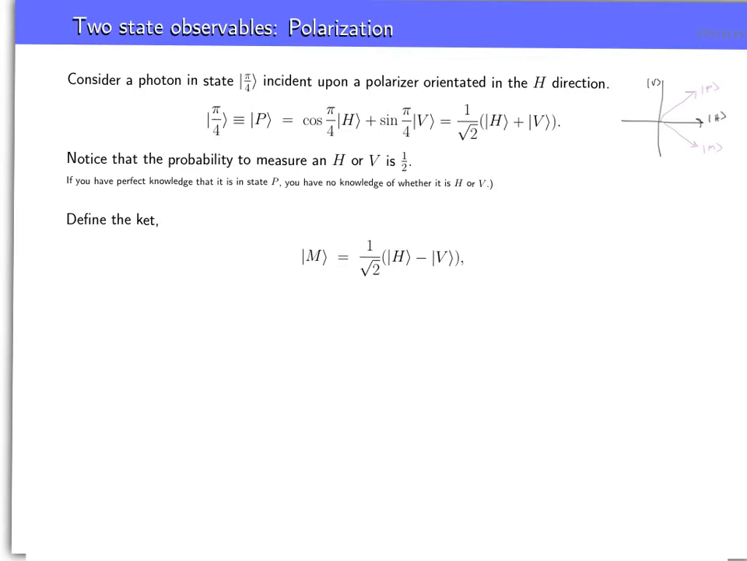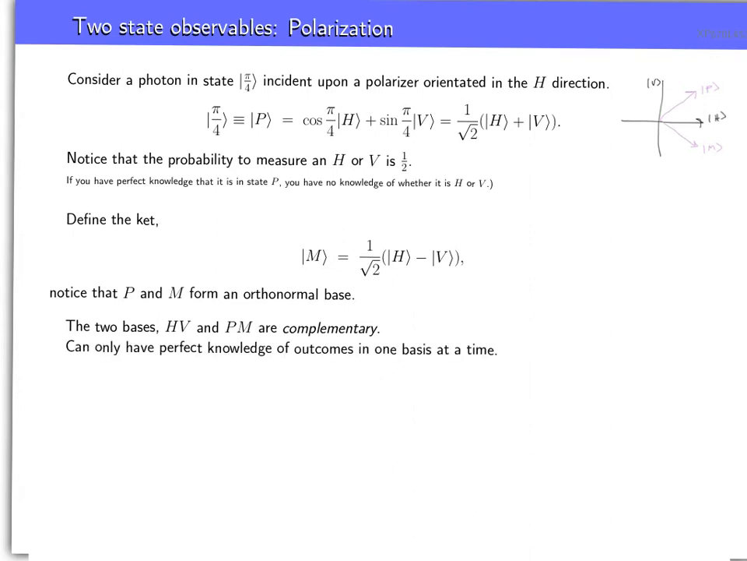Now, again, these form an orthonormal base. And here's a definition. So we consider the two bases of H and V, that's one orthonormal base, and P and M, that's another orthonormal base. These two bases are what we call complementary. Again, it goes back to the statement up here that if you know one, you can only have perfect knowledge in one of those two bases at a single instance of time. If you know it in one, you have no idea what it is in the other. That's important. And this also occurs in the spin case as well. So X and Z and Y, they're all mutually complementary, I would say.